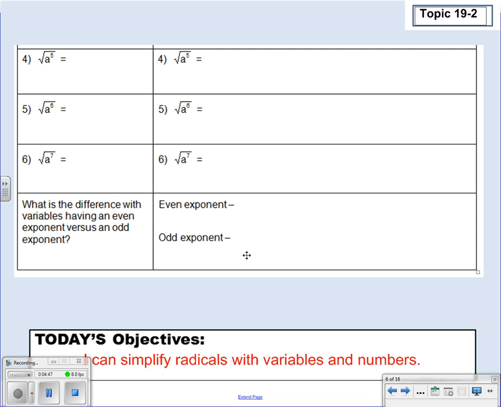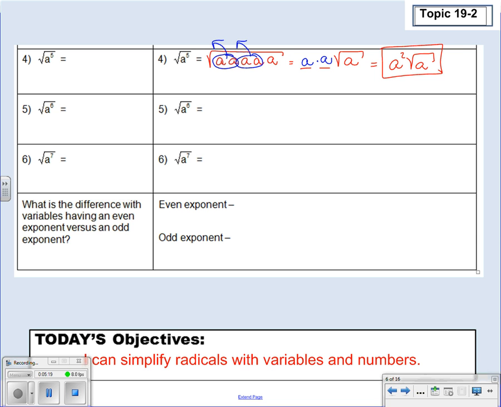Looking at number 4, we have A to the 5th. So again, I'm going to stamp out A 5 times. 1, 2, 3, 4, 5. I'm looking for doubles, so here's a double. They're getting out. Here's my second double, getting out. And what I'm left with is still 1 a underneath the radical. So I get a times a, this is a squared, and then an a left underneath the radical.